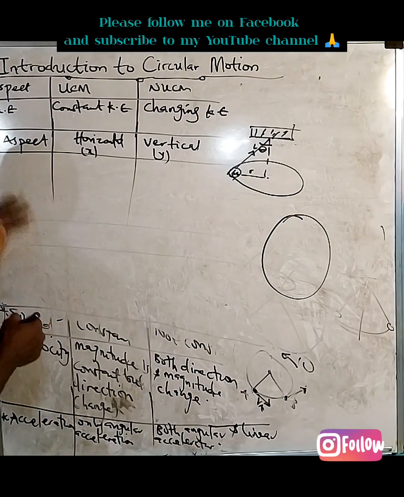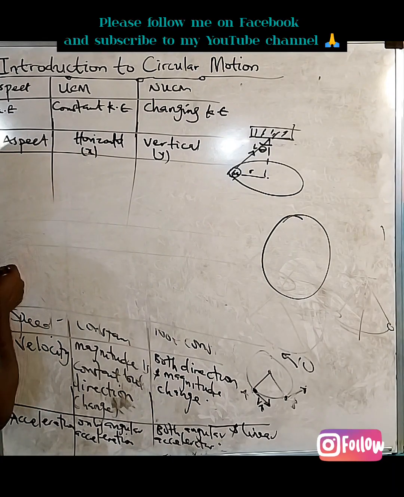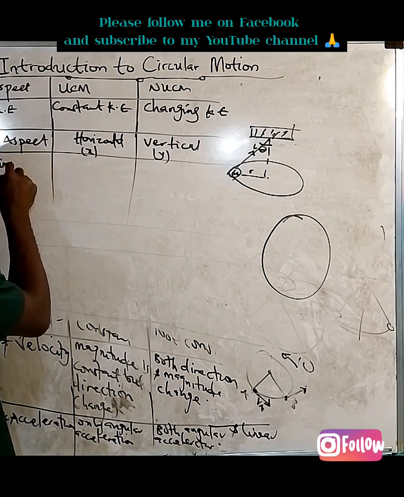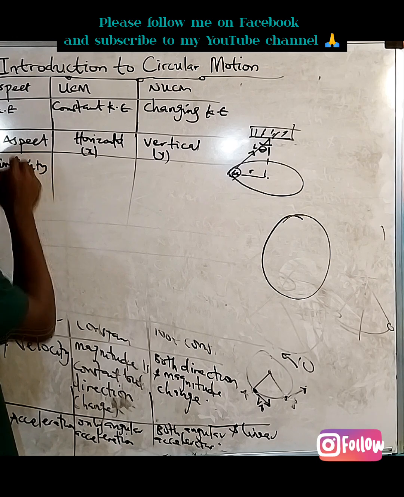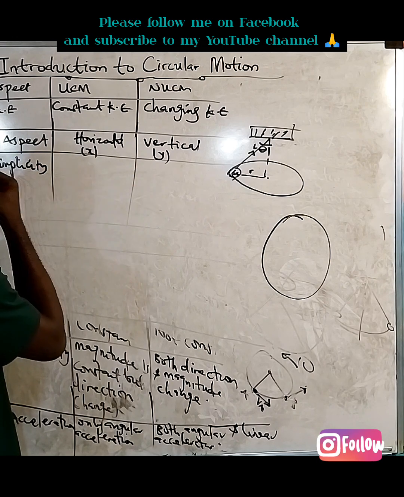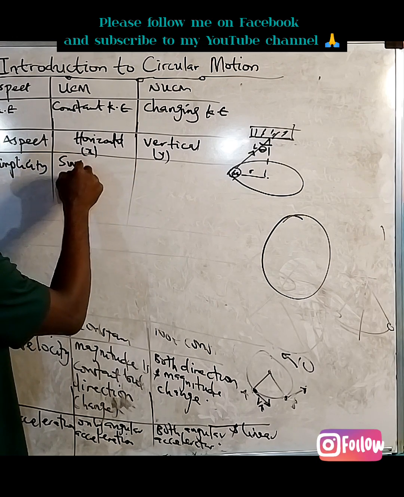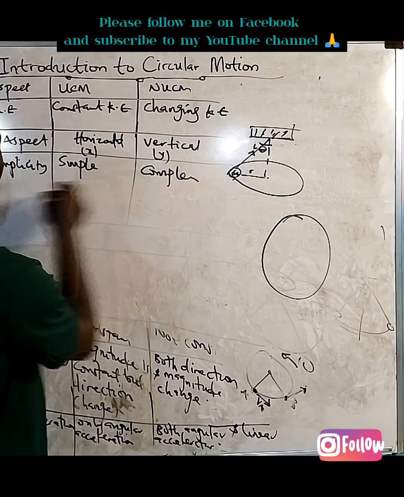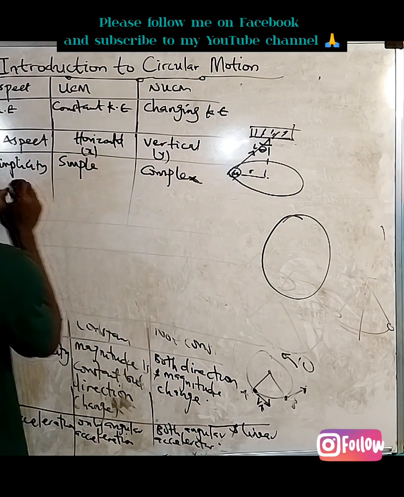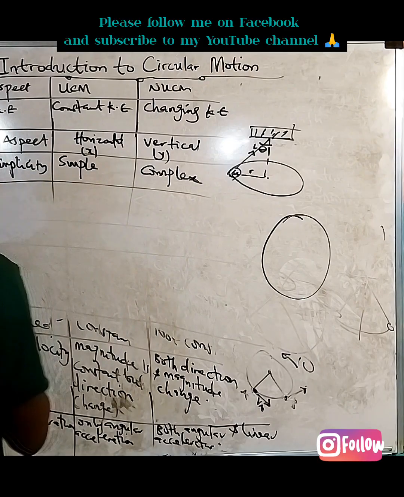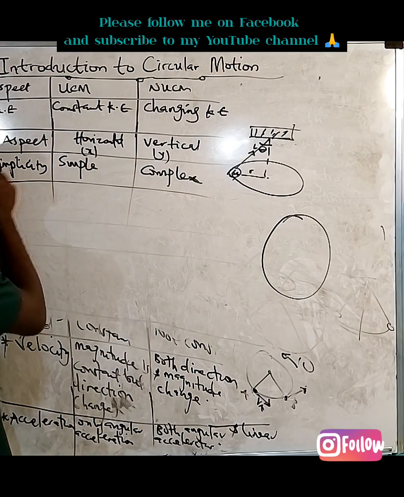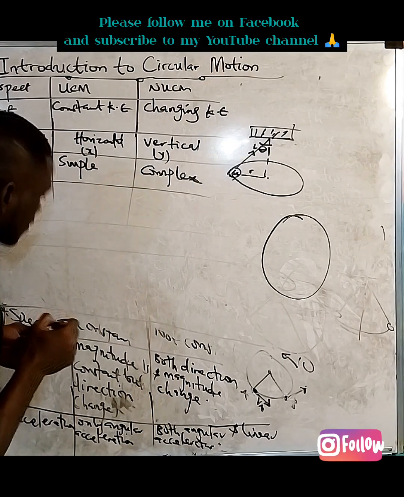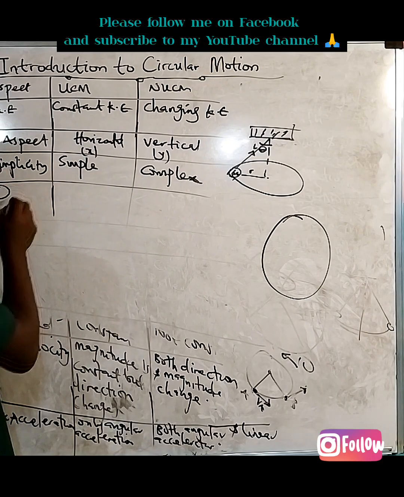Now the first aspect is simply this: simplicity. When it comes to simplicity, the horizontal movement is very simple, very easy. This is complex, this is very simple. That's the first aspect you're going to be looking at. Then the second aspect you're going to be looking at is simply this, the effect of gravity.